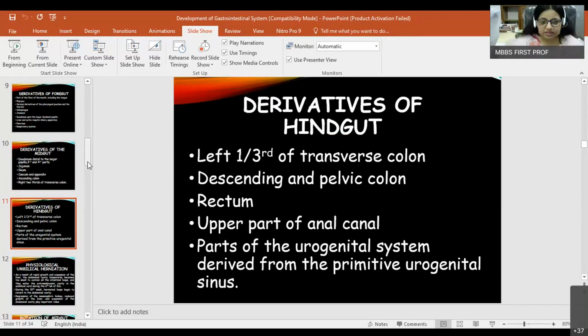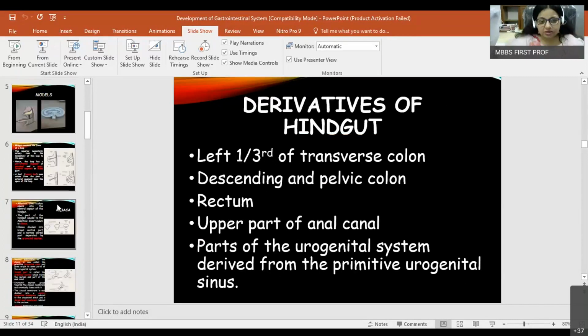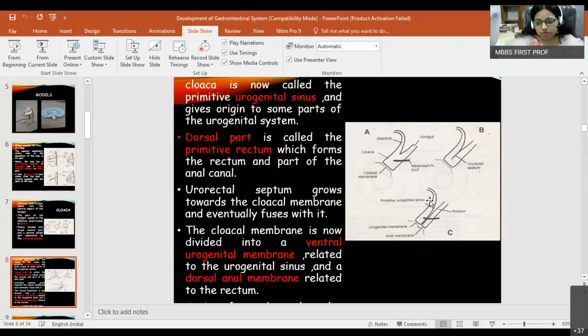Primitive urogenital sinus is, we saw this thing, na? Primitive urogenital sinus. So it is leading to the formation of the derivatives which are from the hindgut, right?